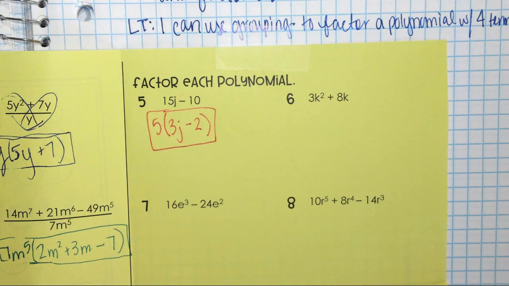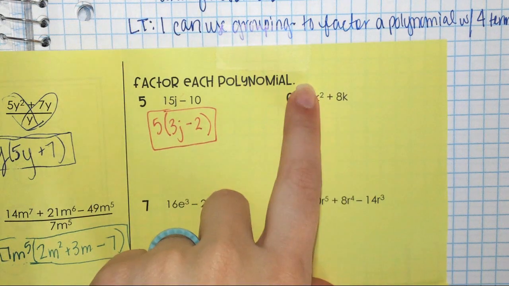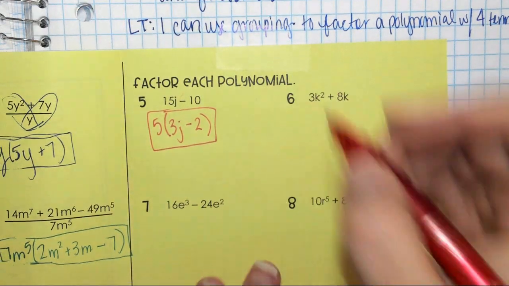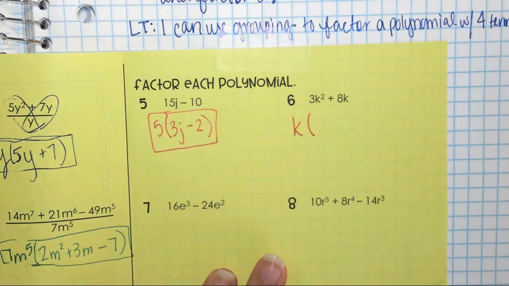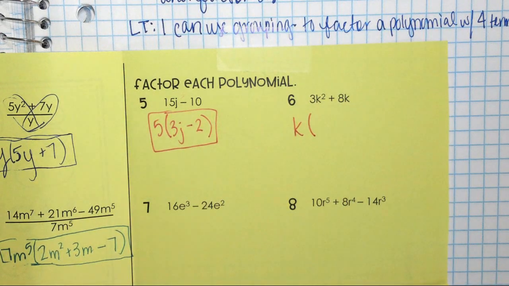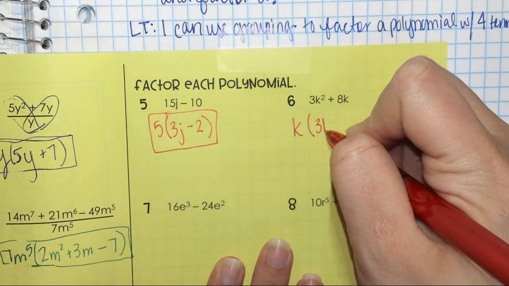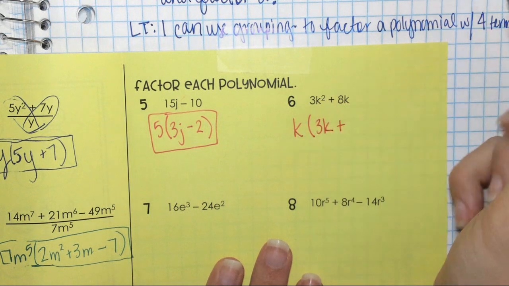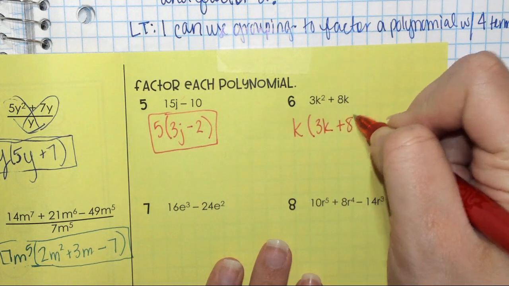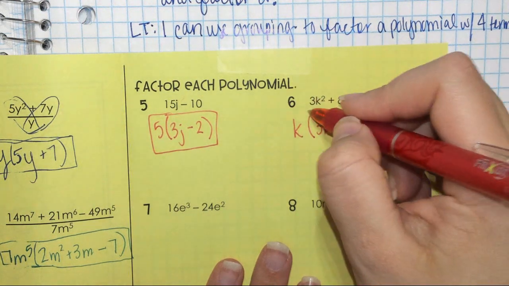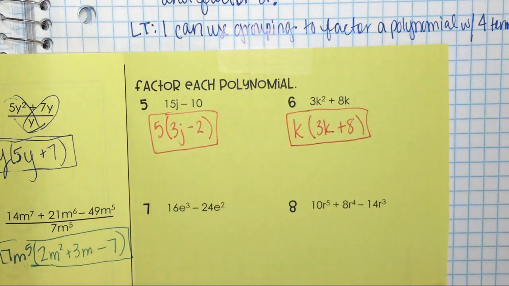Alright, let's look at number 6. What do those two terms have in common? Just K. Are we going to take K squared or K? Just K. Take the smallest exponent. And then you divide it out. So what is 3K squared divided by K? 3K. Take a point. And then what is 8K divided by K? 8. Take a point. Ta-da.